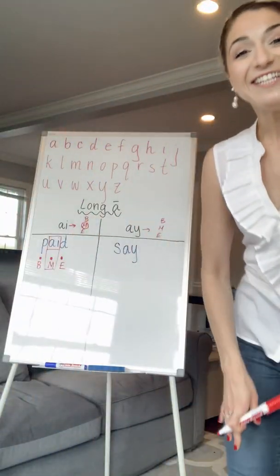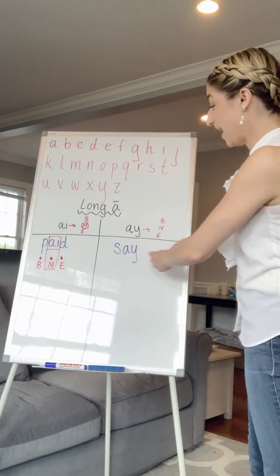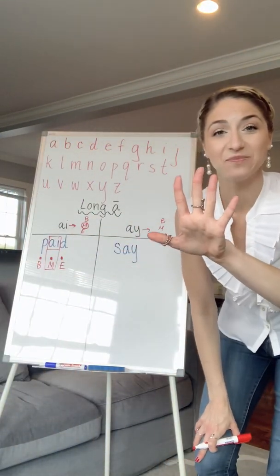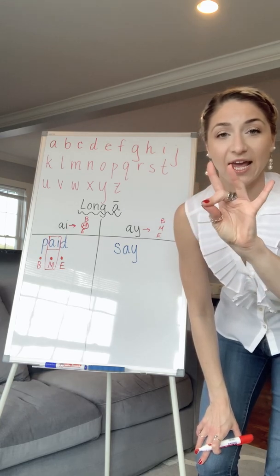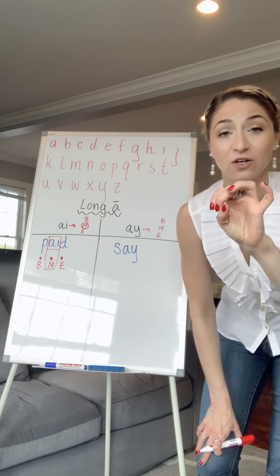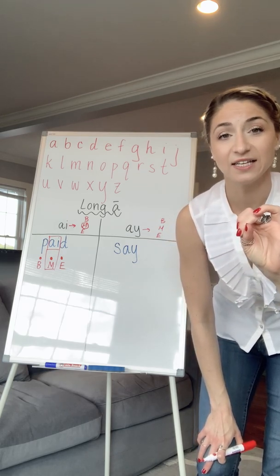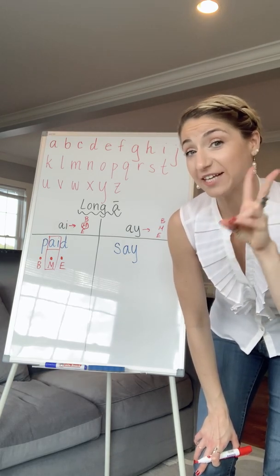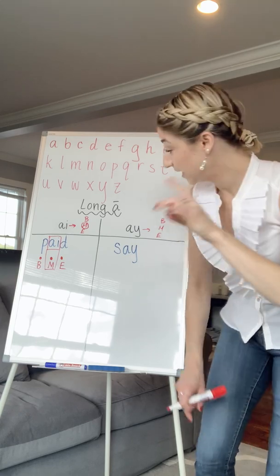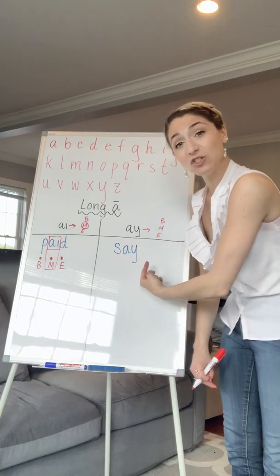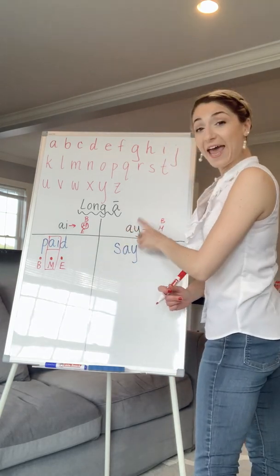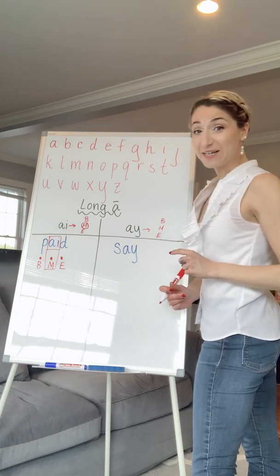All right, now let's tap say. Ready? Tappers up. S, A, say. One more time. S, A, say. This word only has two sounds in it. It uses three letters because we're using the AY vowel team.